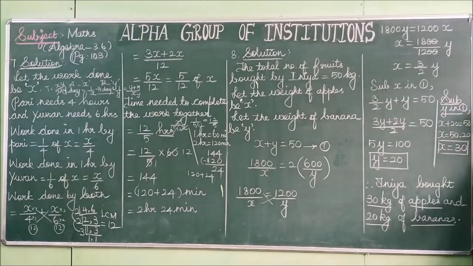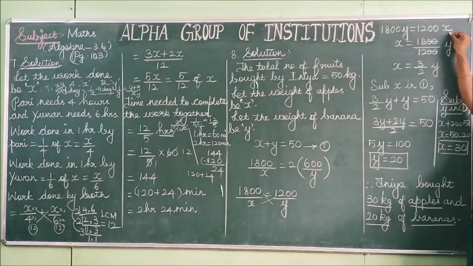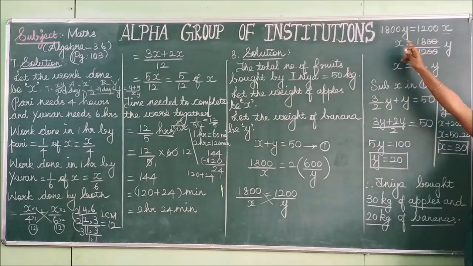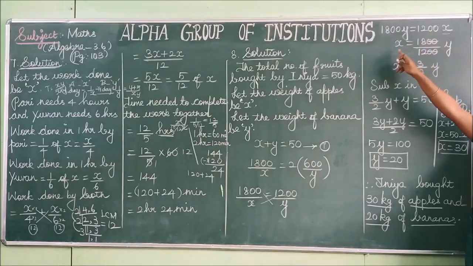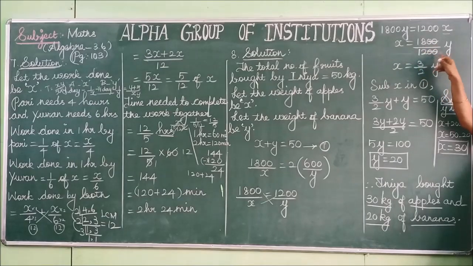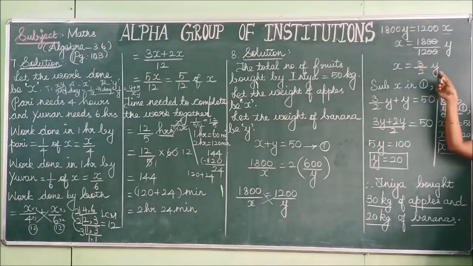You need only the value of x, which means you have to substitute that value in the first equation. So for that you can move this 1200 to that side. Multiplication comes to the denominator: 1800 divided by 1200 into y. So cancel those zeros. Dividing by 6: 6 3s are 18, 6 2s are 12. So 3 by 2 of y, x is equal to 3 by 2 y.